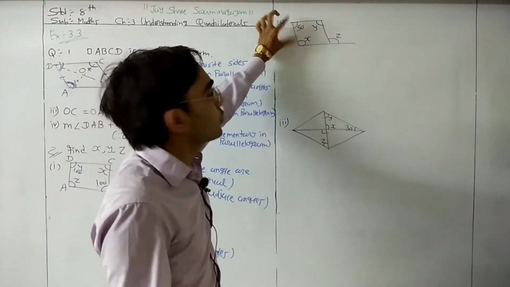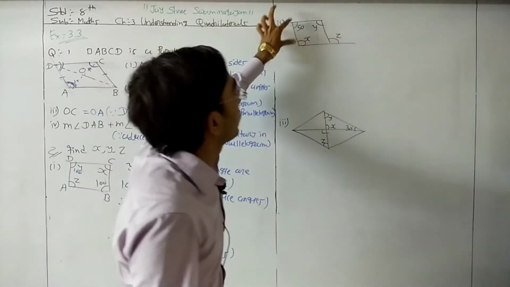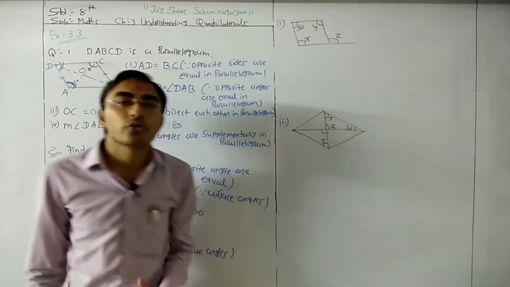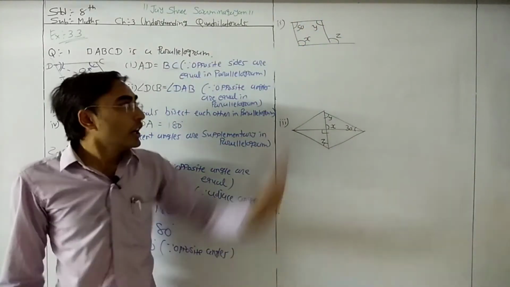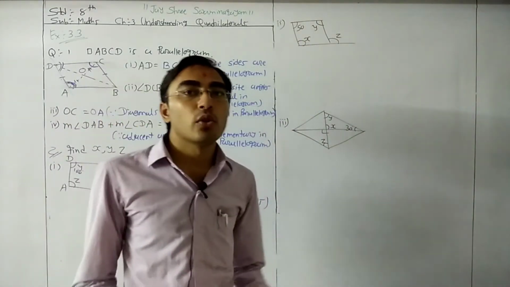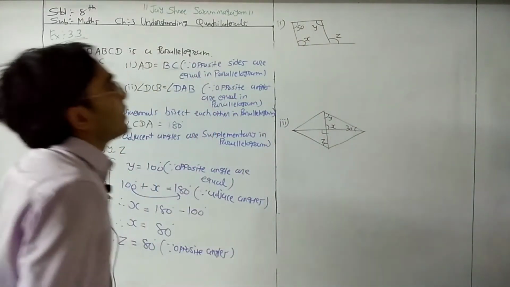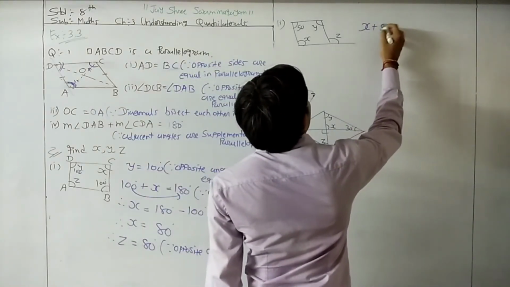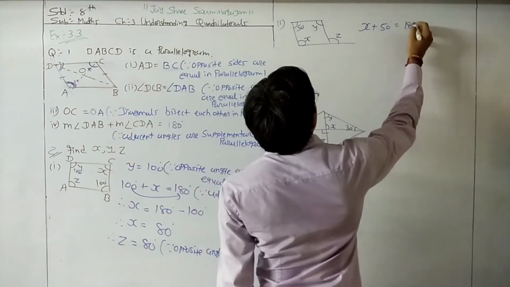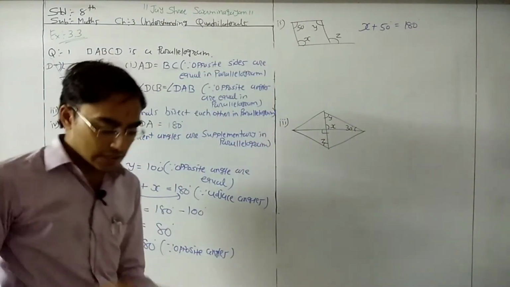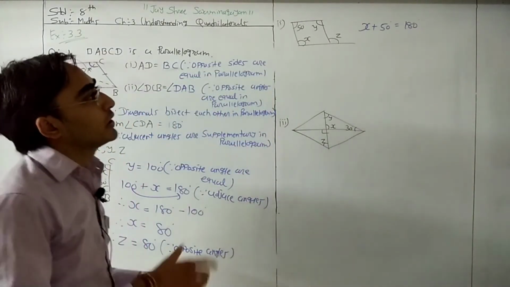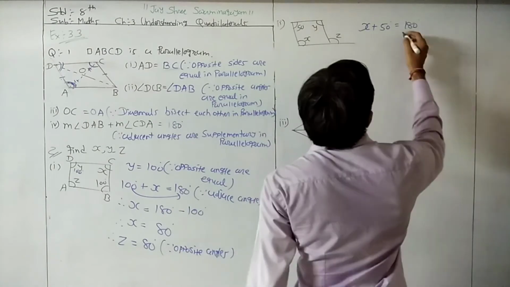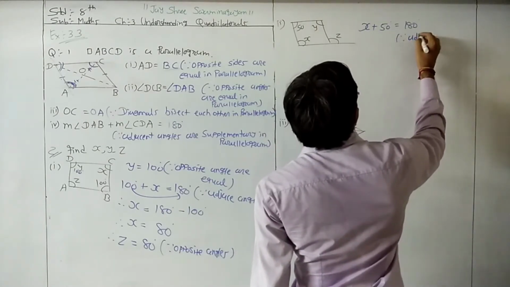Just find out the value of x. And here, these two are the adjacent angles. So the sum of the adjacent angles is equal to 180 degrees. From that, we can find the value of x. So first of all, x plus 50 degrees is equal to 180 degrees. Why? Because these two are the adjacent angles.